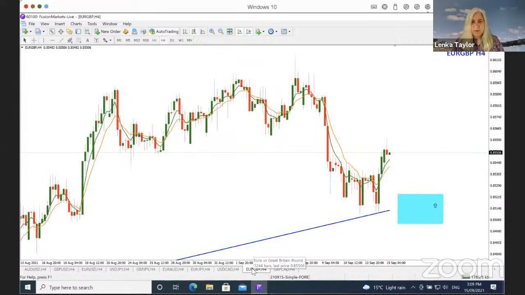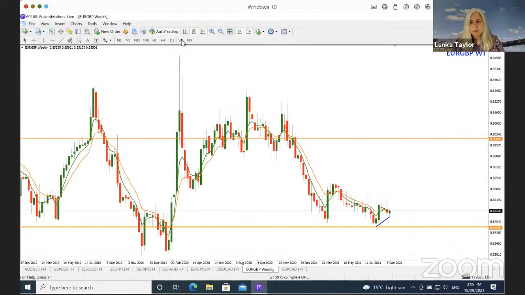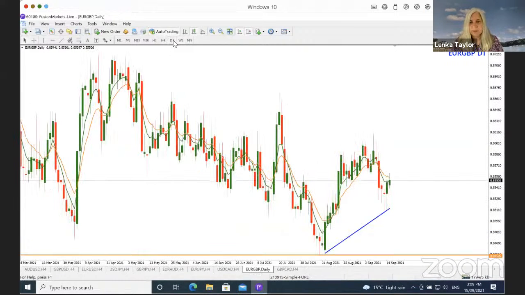Next, EURGBP. And EURGBP, I'm looking for long. So I'm trading this as a ranging market between those two levels. Still looking for a long on this one. The price has just not been doing anything exciting.